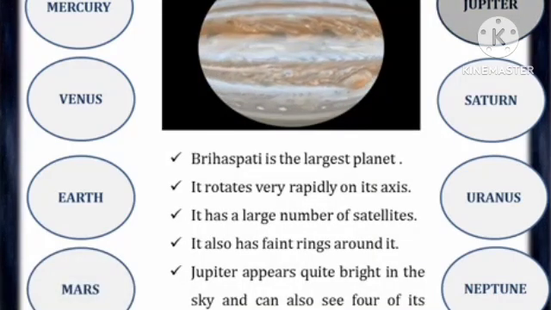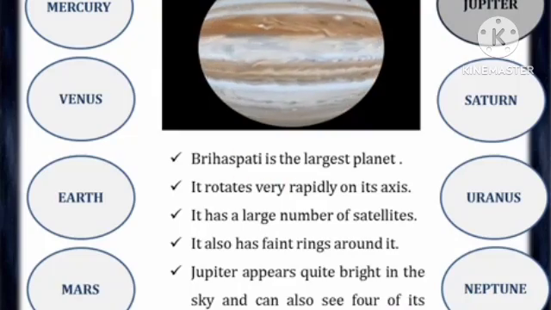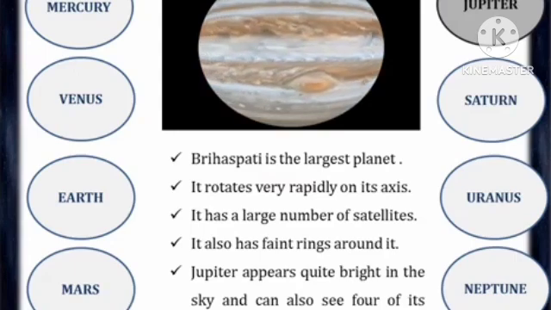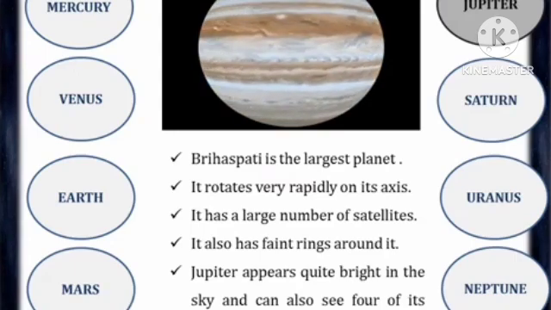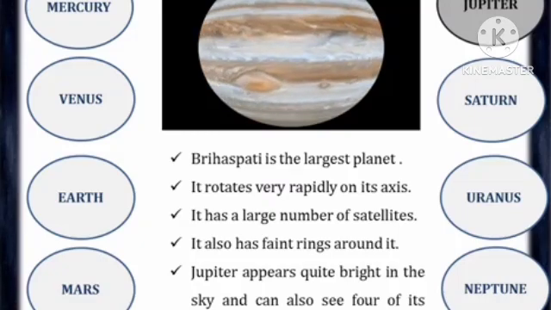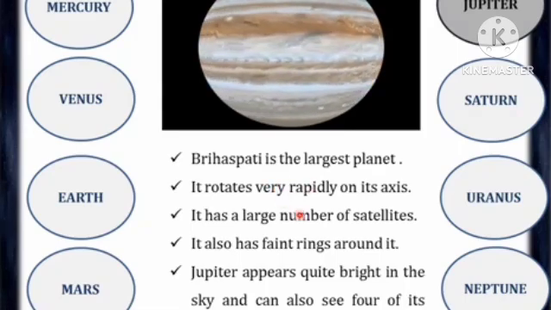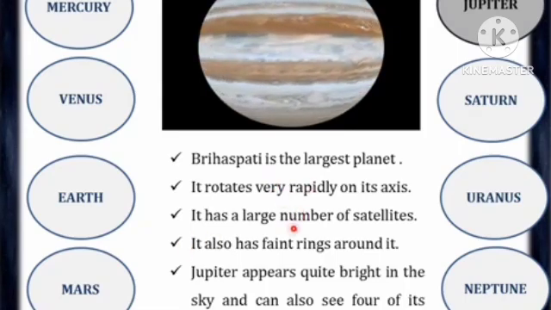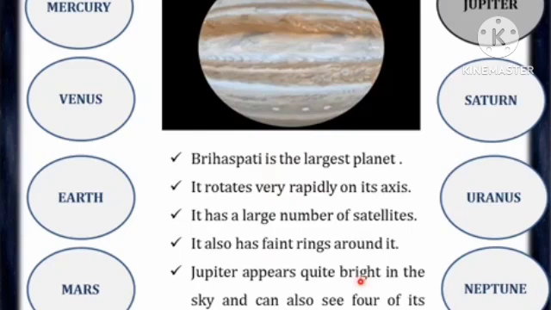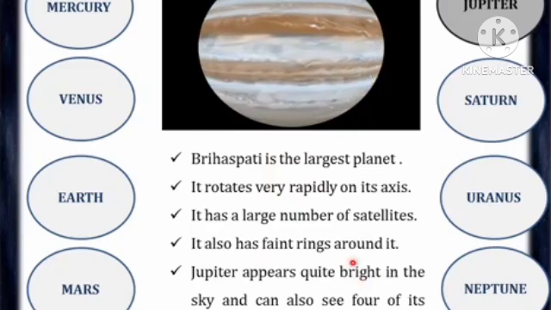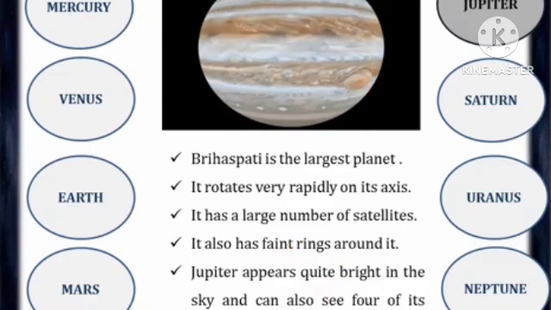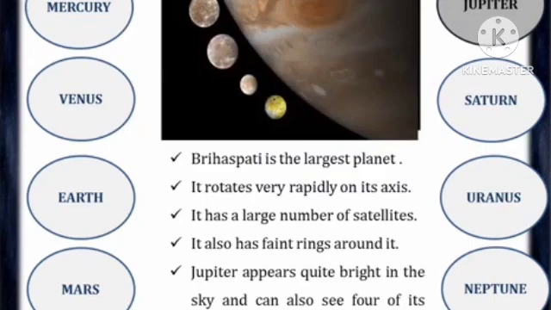Next planet is Jupiter. Now, Jupiter or Brihaspati is the largest planet of our solar system. It's so large that about 1,300 Earths can be placed inside this giant planet. However, the mass of Jupiter is about 318 times that of our Earth, and it rotates very rapidly on its axis. It has a large number of satellites, and it also has faint rings around it. We can easily recognize Jupiter as it appears quite bright in the sky, and if you observe it through a telescope, we can also see 4 of its large moons.